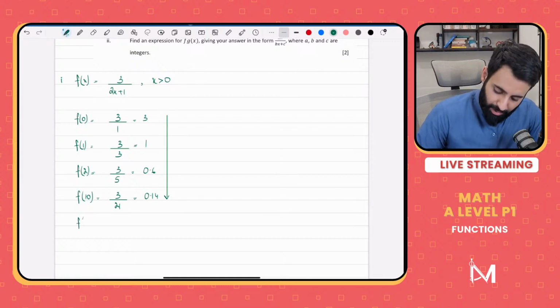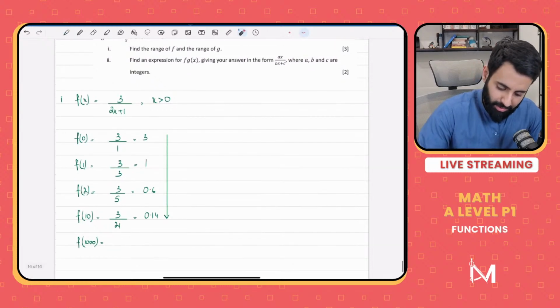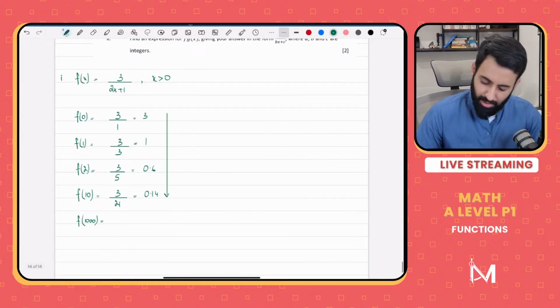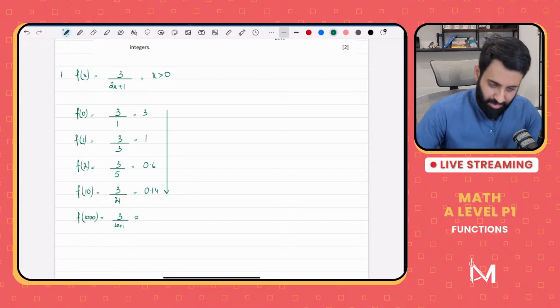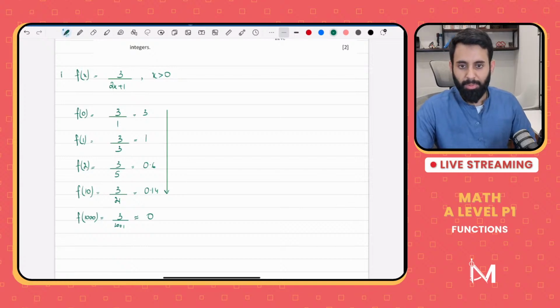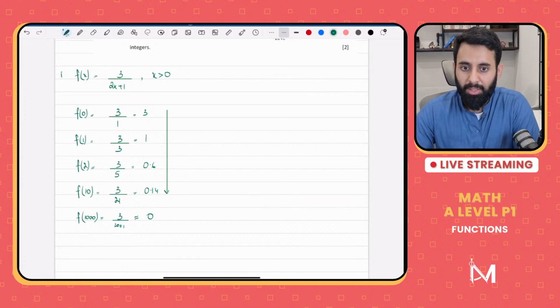There will come a point where you will plug in a very large value because there is no limit to x. So there will come a point where you'll plug in such a large value that your denominator will be so big, like 2000, so 2001. So the end result will be approximately 0. Not equal to 0, but it will be approximately equal to 0 when you plug in a very large value.